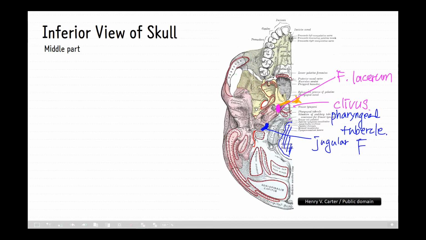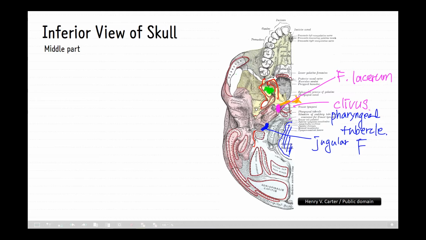The pterygoid processes descend from the junction between the greater wing and body of the sphenoid bone, separated by a pterygoid fossa. These two plates are the pterygoid plates, the pterygoid process of the sphenoid bone, and these two plates are separated by the pterygoid fossa. Pterygoid fossa is located here as a green colored area.